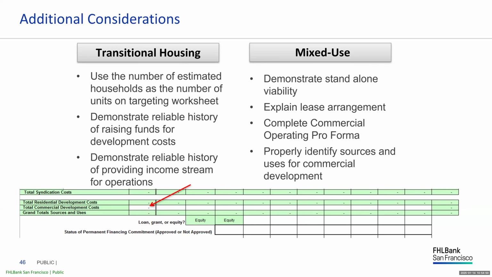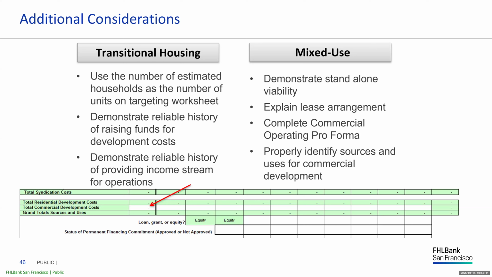For mixed-use projects, under the AHP regulations, residential rents cannot support the commercial portion of the property, but commercial rents can cover the residential expenses. Note that even though commercial income can cover residential expenses, the residential portion of the project should not be dependent on commercial income for feasibility.